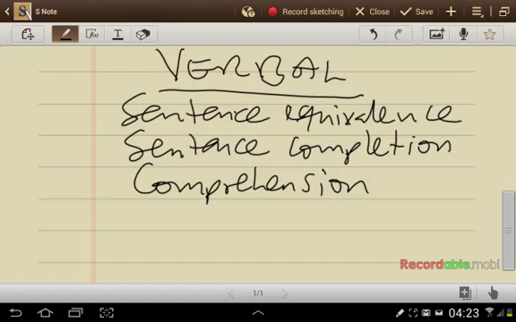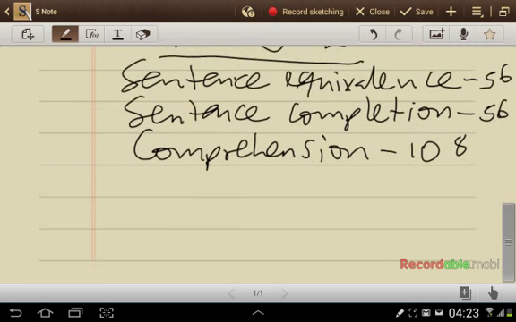Over here you have 20 questions spread across these subsections, and you have 30 minutes. So roughly you have 1 minute 30 seconds for each question. In most cases you have 5, 5, 10. You can have 8, 6, 6. So you can see so much weight goes into the comprehension. How does a typical sentence equivalence look like? How does a sentence completion question look like? And obviously you know what comprehension looks like. So let's take a look.